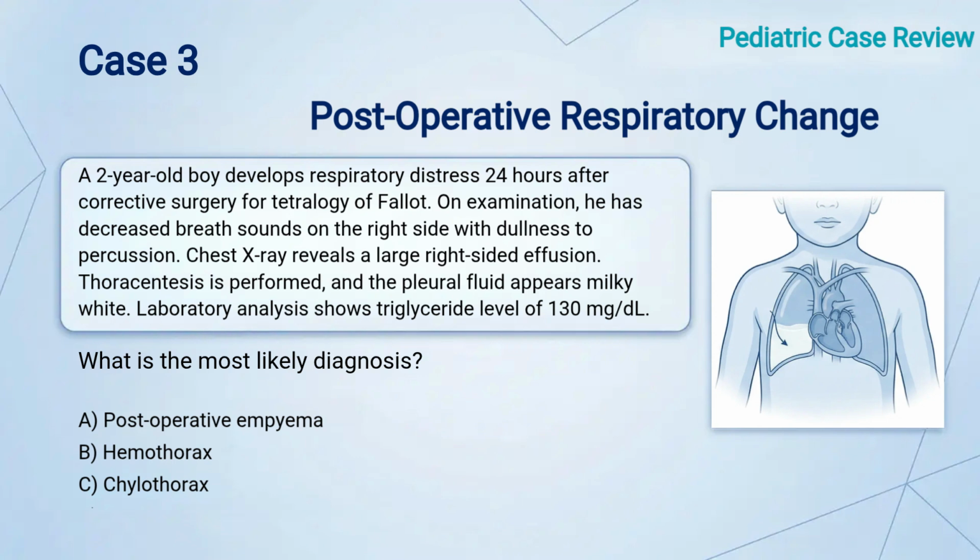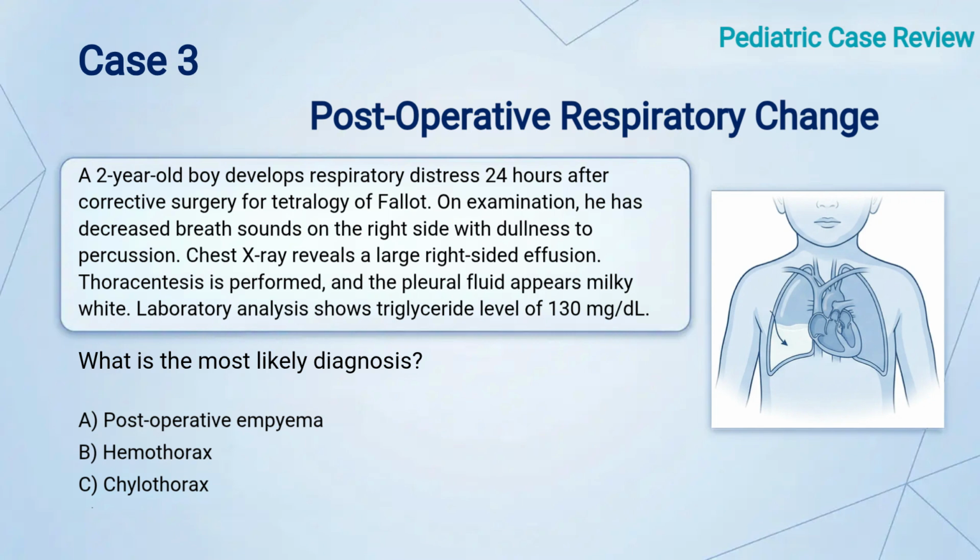Case 3. A 2-year-old boy develops respiratory distress 24 hours after corrective surgery for tetralogy of Fallot. On examination, he has decreased breath sounds on the right side with dullness to percussion. Chest X-ray reveals a large right-sided effusion. Thoracentesis is performed and the pleural fluid appears milky white. Laboratory analysis shows a triglyceride level of 130 milligrams per deciliter. What is the most likely diagnosis?